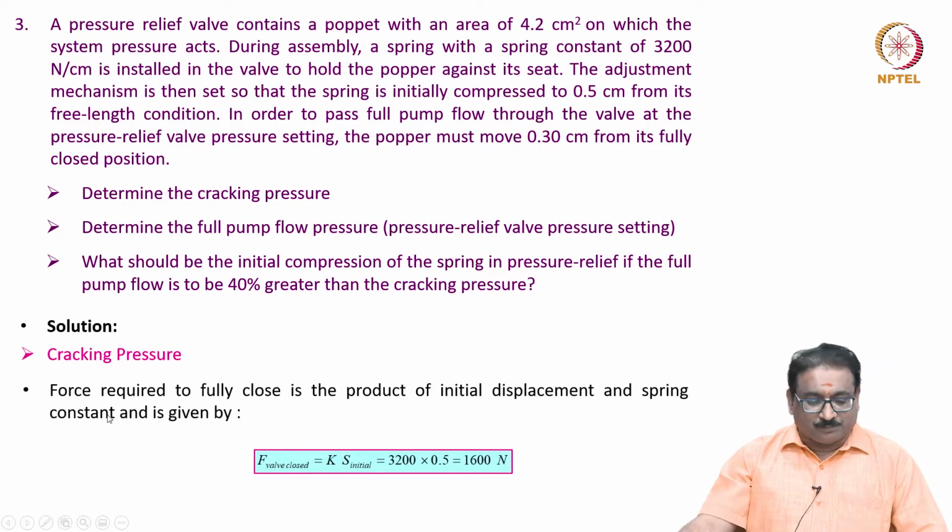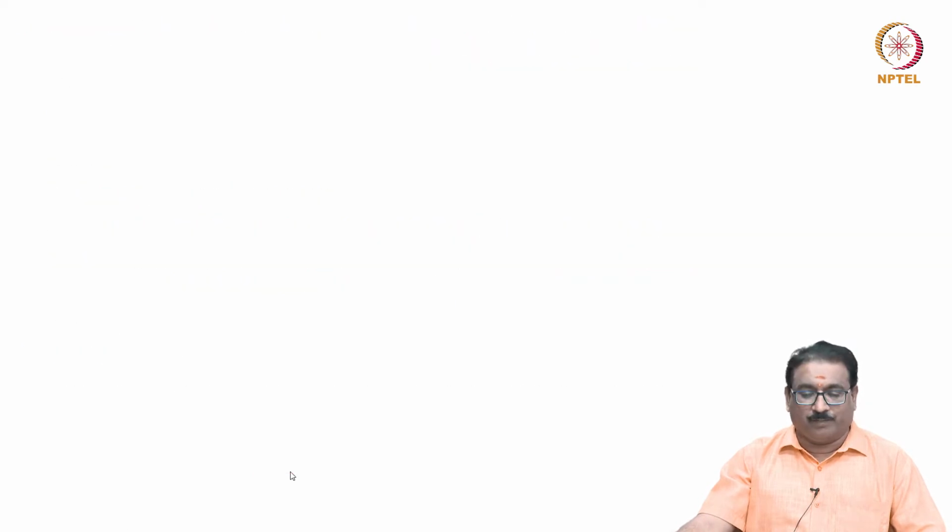So, we know that the force required to fully close is the product of initial displacement and the spring constant, and is given by F valve closed, force required to close, K into S initial value. Initial value of 0.5 is given, therefore 3200 into 0.5, meaning 1600 Newton. This is the initial force required to close the valve.